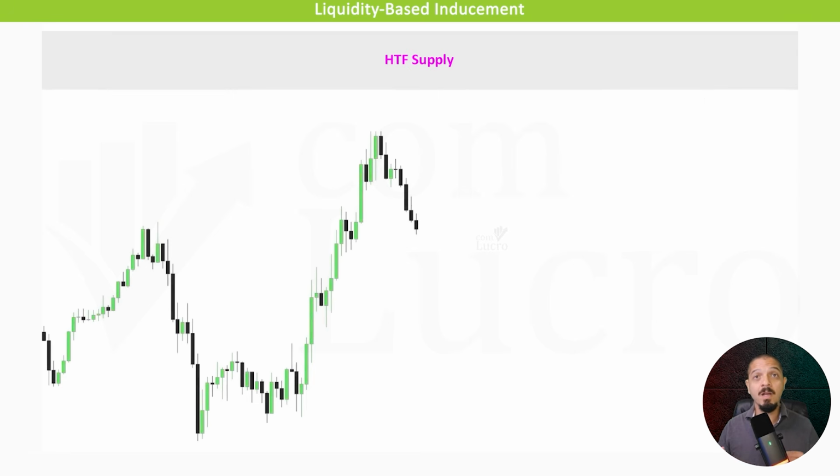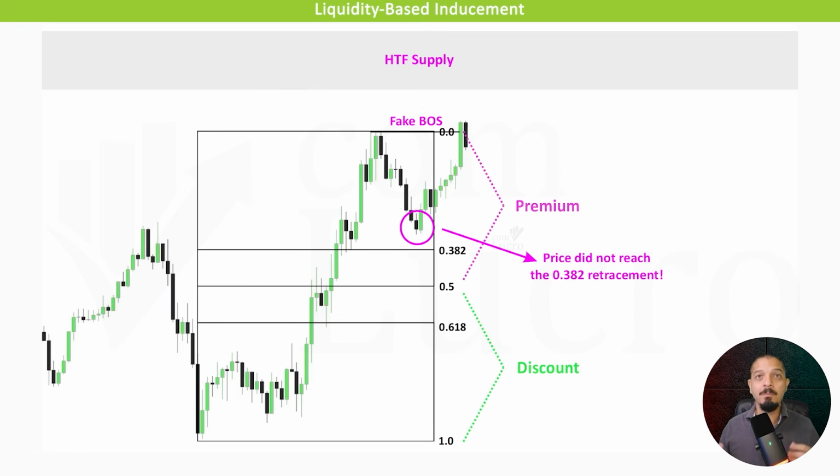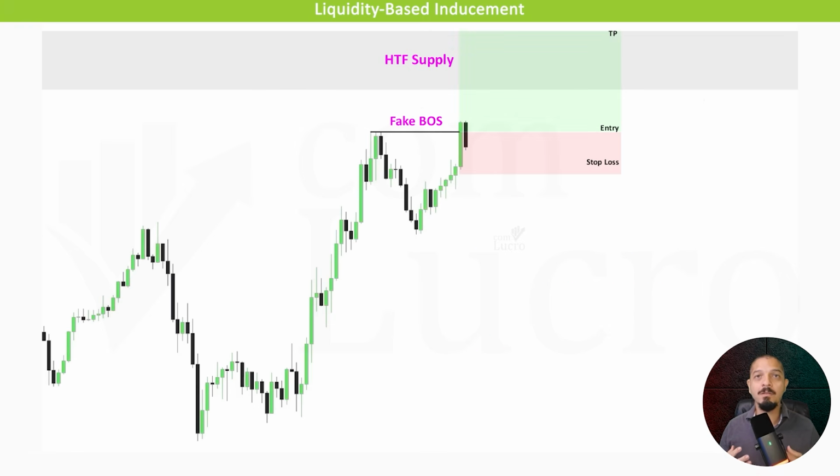This is one of the most common inducement sequences in smart money concepts, a pattern you will see every single day on the price chart. Let's imagine the price is in an uptrend and moving toward a key supply area. As price gets close to this zone, it begins to act strangely. First, price breaks a small swing high. This fake BOS immediately traps breakout buyers, traders who think the trend is continuing.